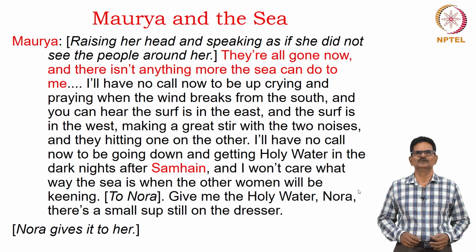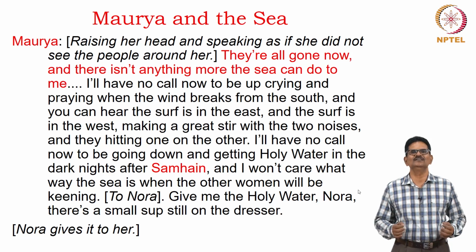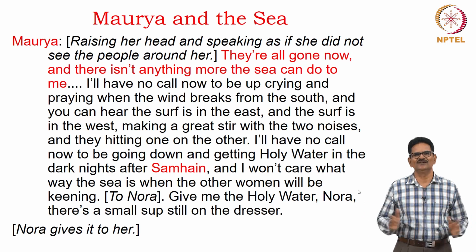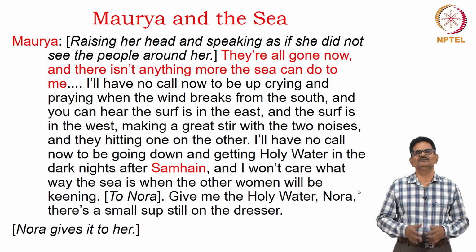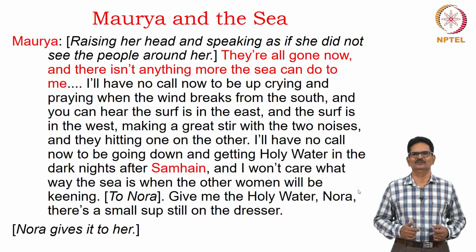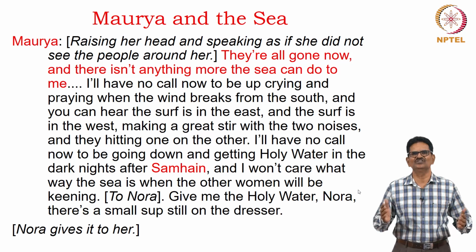Maurya raises her head and speaks as if she did not see the people around her. Without thinking about anybody else, she speaks. This is a very poignant speech in the whole play. "They are all gone now, and there isn't anything more the sea can do to me."